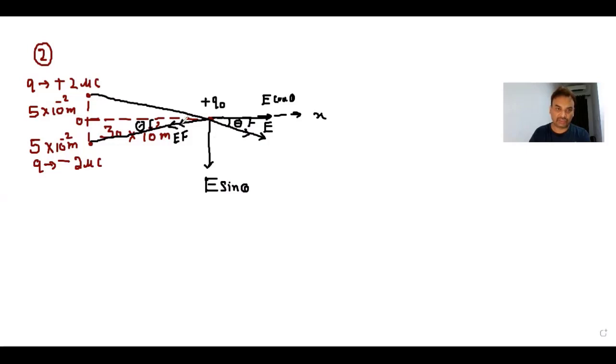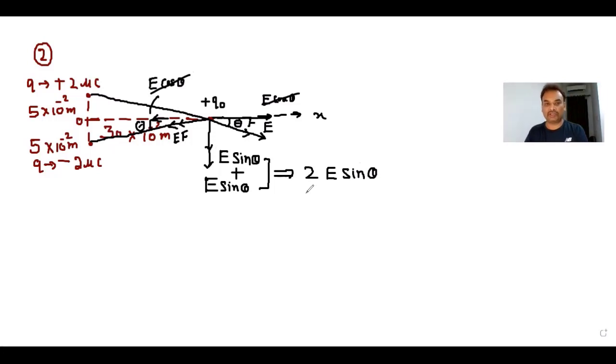Likewise, if I resolve this electric field into two components, again E sine theta will be along this direction, right? And E cos theta will be along this direction. So in this direction, we will have E cos theta. If you see this, the E cos theta components are opposite, so they will be cancelled. And finally, the E sine theta components will be added, so we will have 2E sine theta. This will be the final electric field in the downward direction, and this is the magnitude.